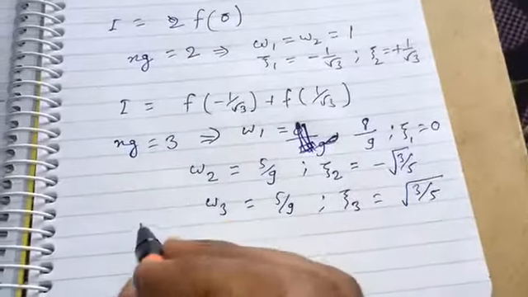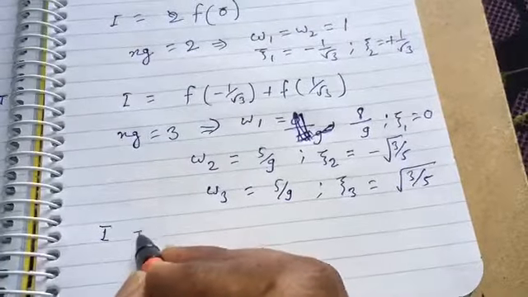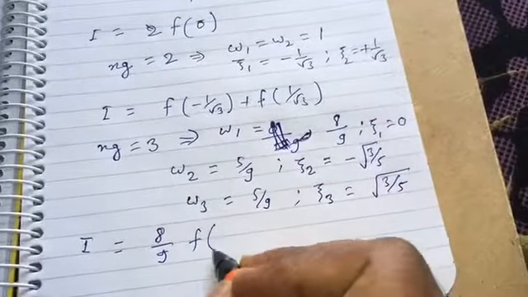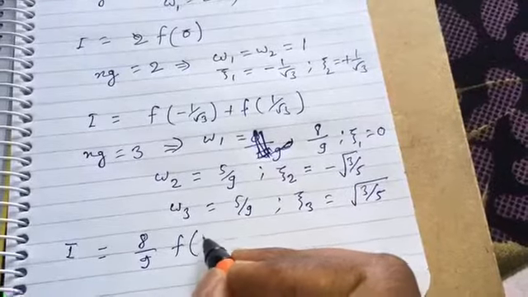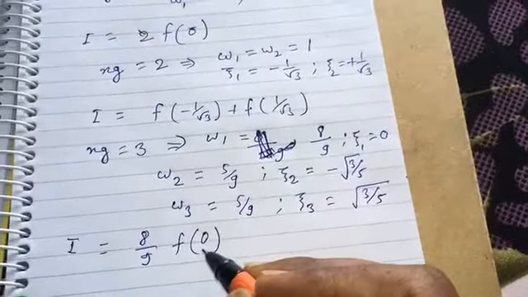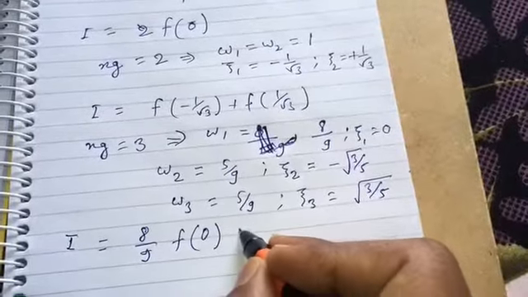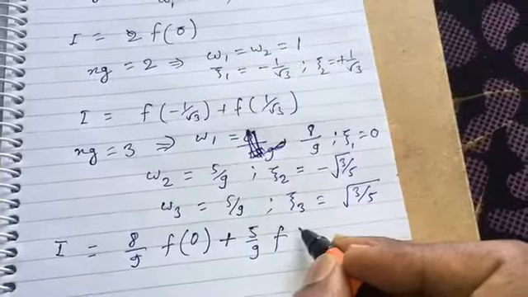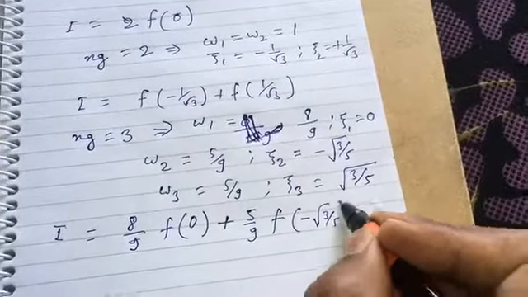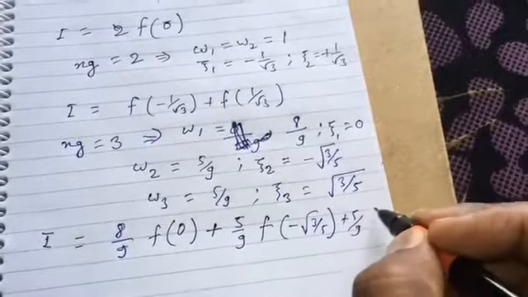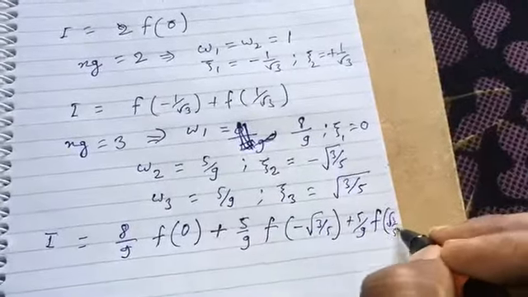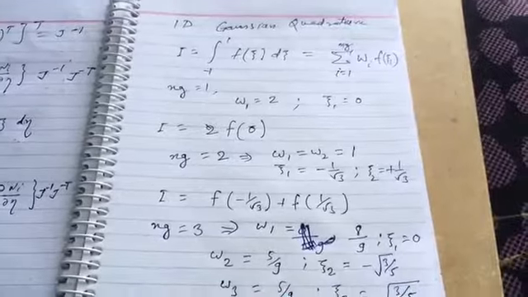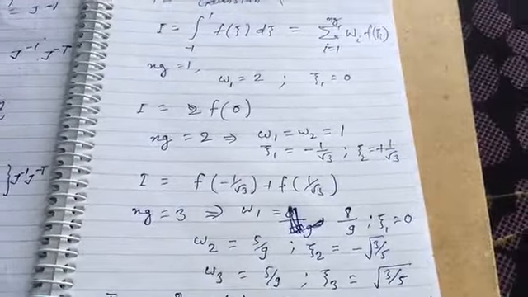So that really means I becomes equal to 8 over 9 times the function evaluated at xi equal to 0, plus 5 over 9 times the function evaluated at minus root 3 over 5, plus 5 over 9 times the function evaluated at root 3 over 5. So like this. The same thing can be extended further for the 2D problem.